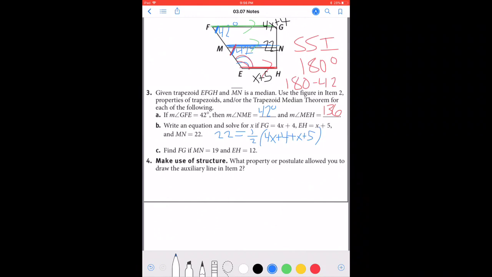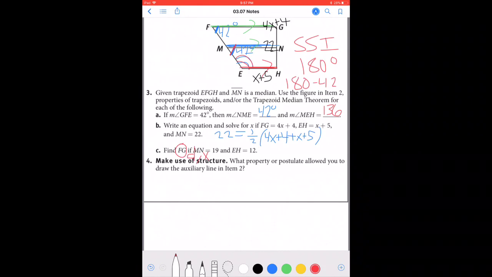Likewise, for part C, if MN is 19 and EH is 12, you can actually find FG. We can find the length of FG if it's easier for you. Replace FG with another variable like D or X, just so we can plug it all into the equation from our trapezoid median theorem and try it out. Our answers for B and C are not related to each other, even though we're using the same diagram to understand it.